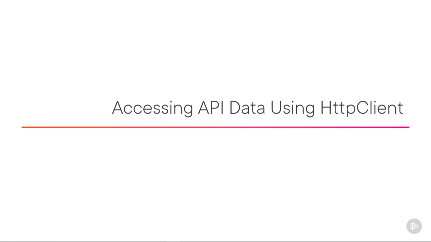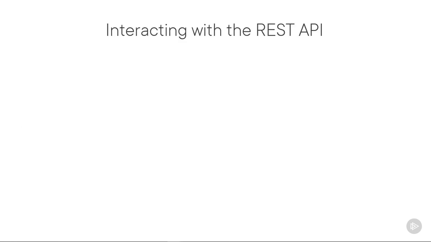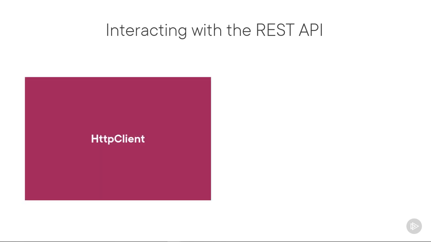Our API is up and running. Time to start using it from Blazor. And for that, we'll use the HTTP client. When working with APIs, so from client applications like our Blazor application, there are a few important types we'll need to work with. The most important one, I reckon, is the HTTP client class. This we will use to send our HTTP calls.